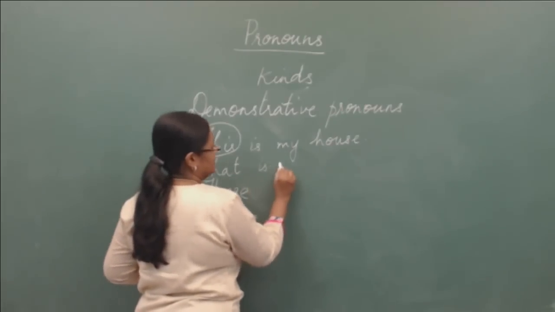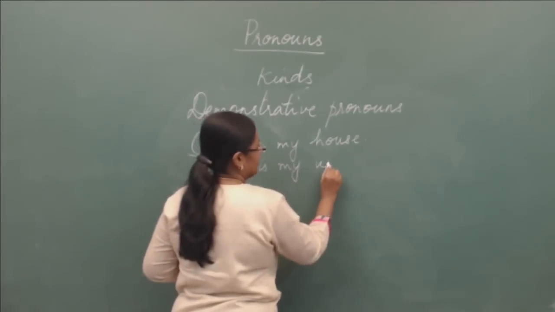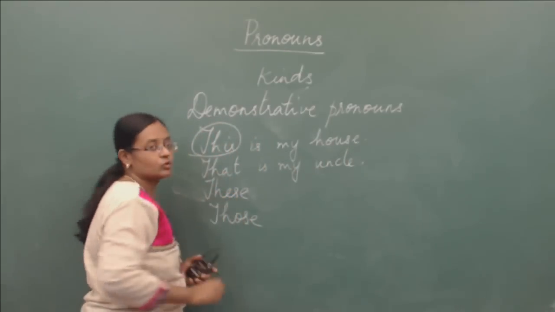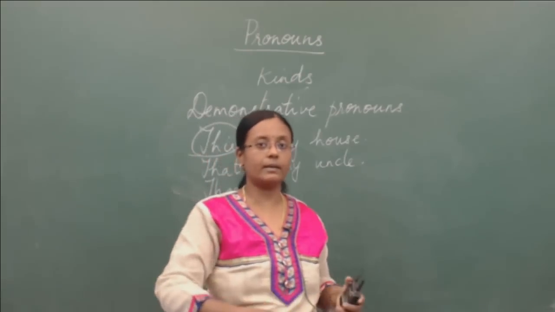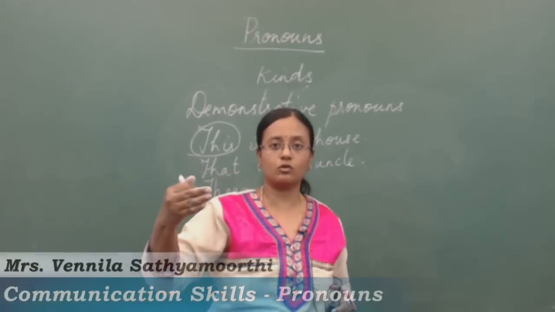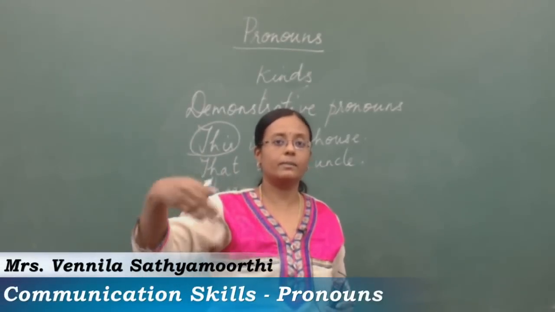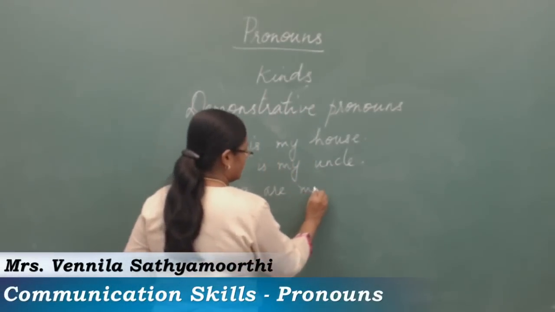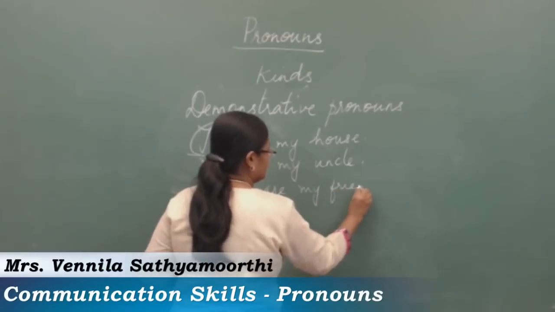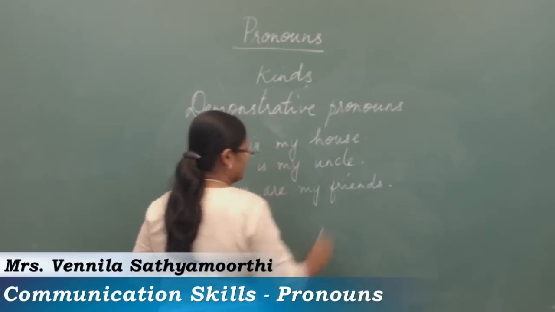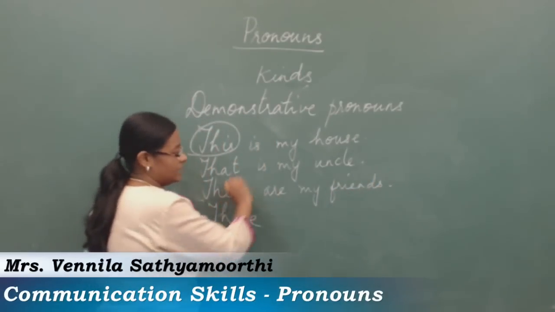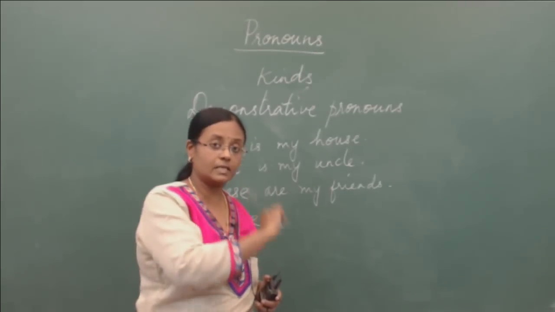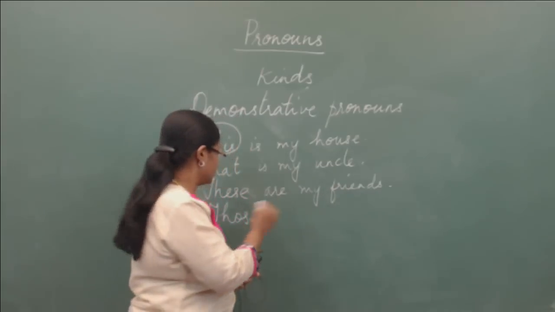That is my uncle. And you know, this and these we use to talk about things or people that are nearby, and that and those are used to talk about people or things which are a bit far away. These are my friends. These friends are my classmates. If you say that, then these becomes an adjective, right?